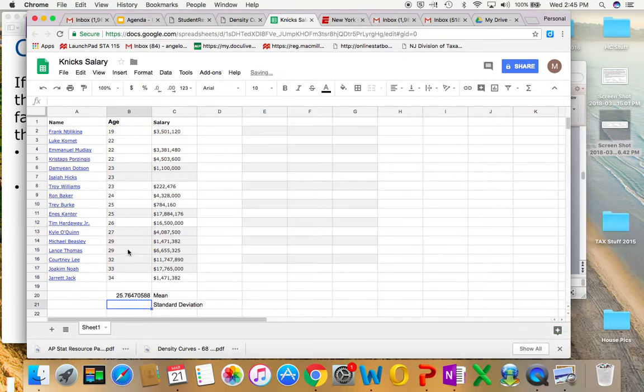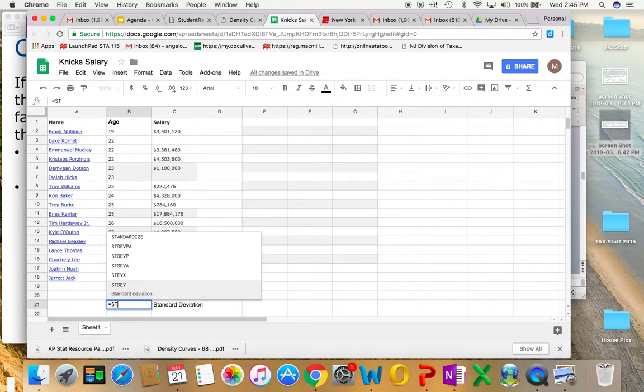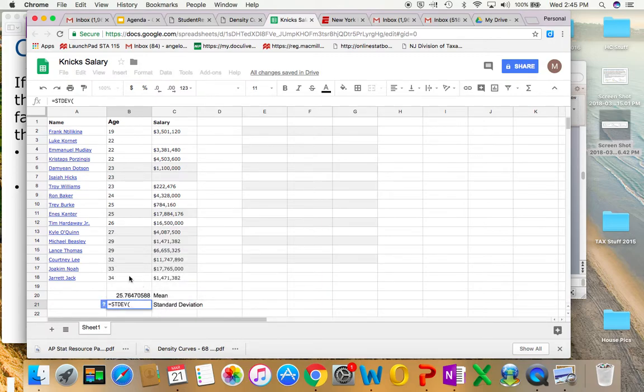So the average age of the Knicks is 25.8 years old. And then my standard deviation, there's also a function for this. I think it's actually STDEV. Here we go. And we're going to highlight this column.